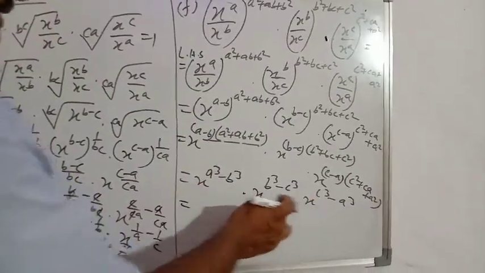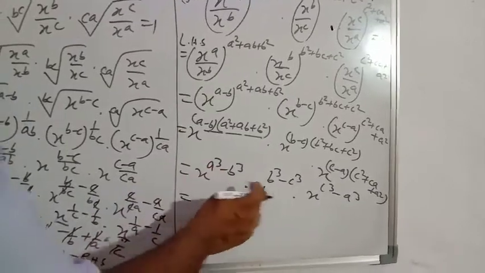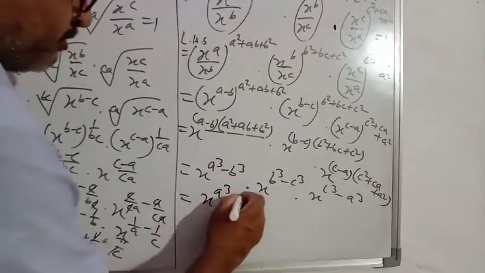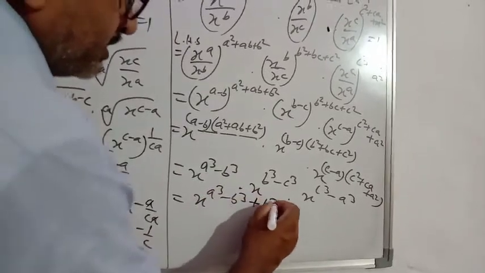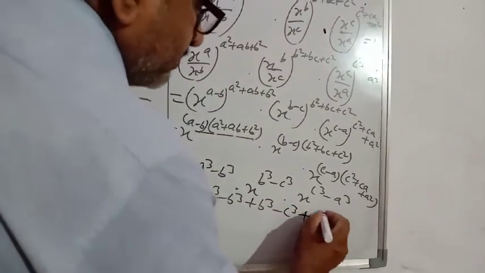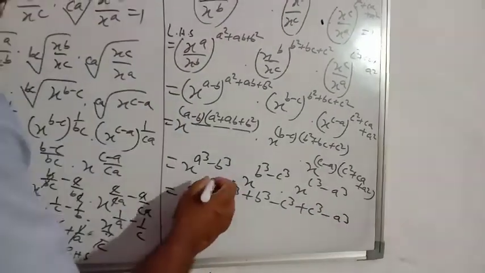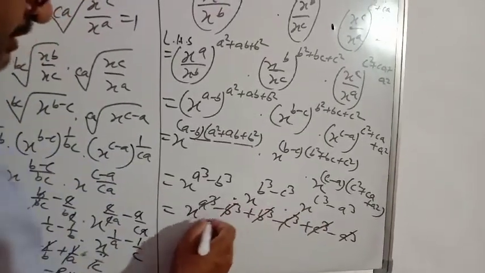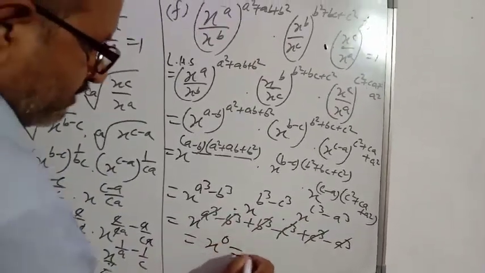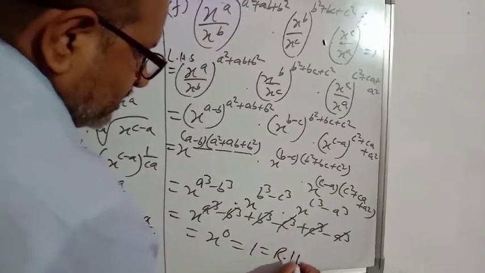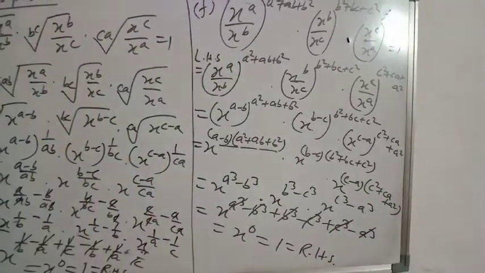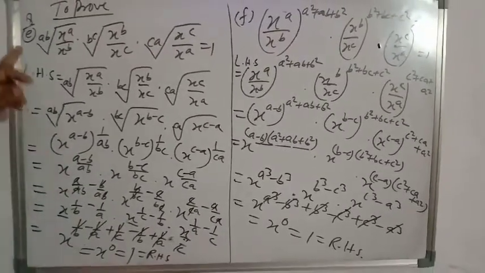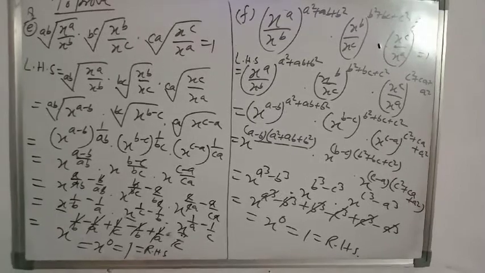Again the base is the same, x is there. When we multiply, we will add the powers using the product rule. A cube minus b cube plus b cube minus c cube plus c cube minus a cube. Plus a cube cancels with minus a cube, c cube with minus c cube, b cube with minus b cube. Again we will get x to the power 0, the value is 1. It is the RHS. So this is the method to prove it. It was question number 8 from the indices.